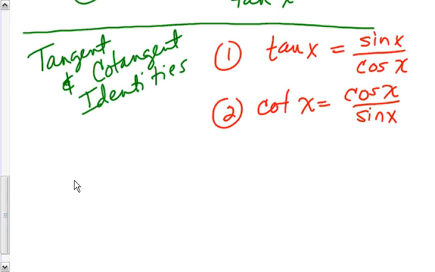Did anybody want a proof that those are true? Because I already did one way back in section 2.1. I think it was in 2.1. Maybe we moved it.